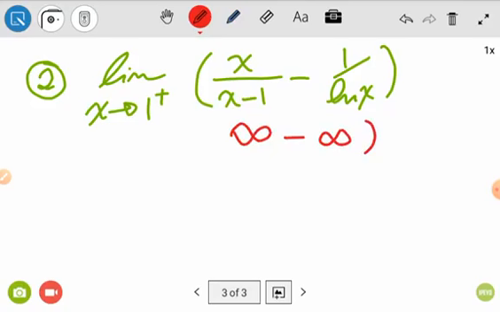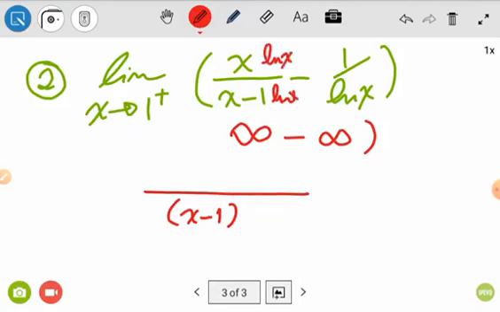Let's first deal with these two fractions. We will try to write them as one single fraction by multiplying the first by ln x over ln x, and the second by x minus 1 over x minus 1. Then my denominator will be x minus 1 times ln x.